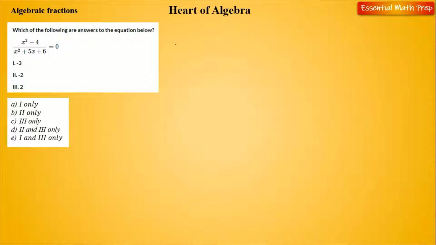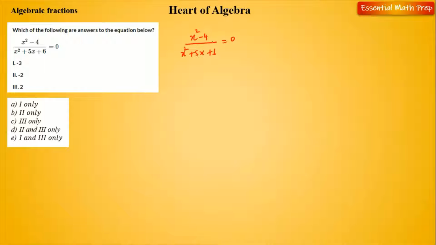So here we have (x squared minus 4) over (x squared plus 5x plus 6) equals 0. The question asks you, which of the following are answers to the equation below? Okay, so there's two components here. One involves factoring, which is the numerator term, and the other one involves quadratic equations.